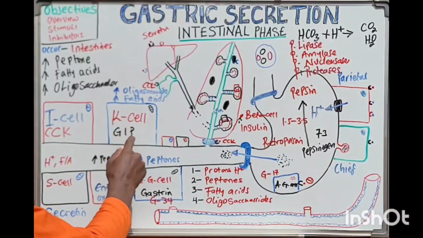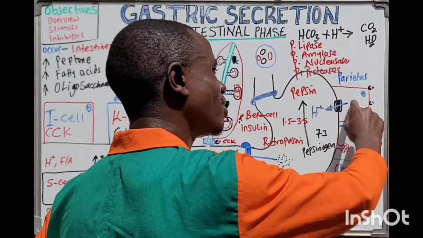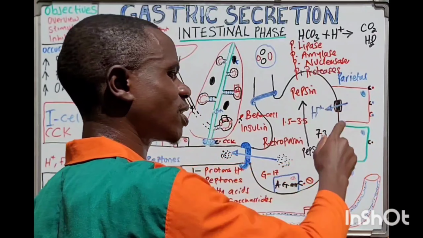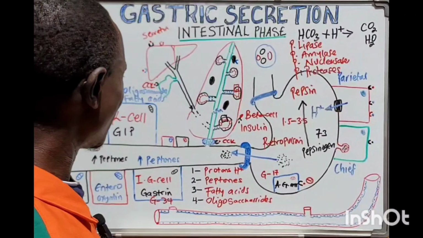This molecule can move into the blood, comes over to this cell, and binds on the specific receptors on the parietal cell and inhibits the parietal cell from producing hydrochloric acid. Okay, such a beautiful thing.